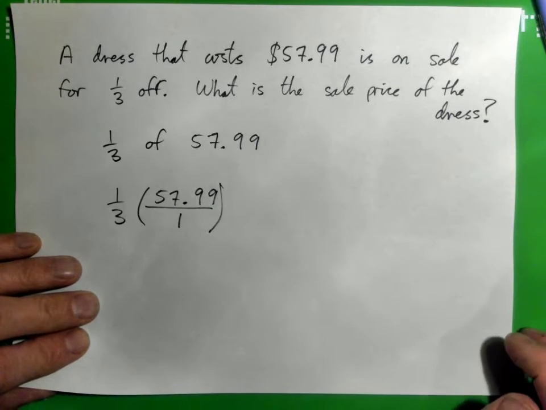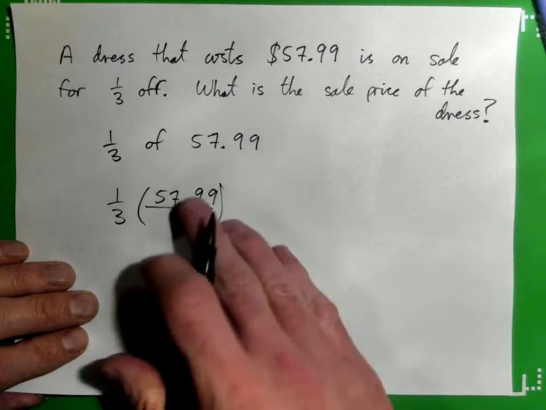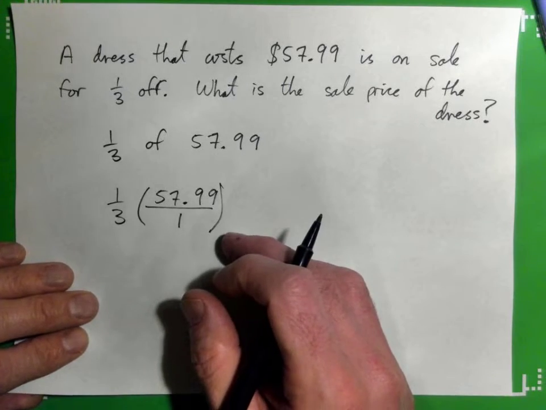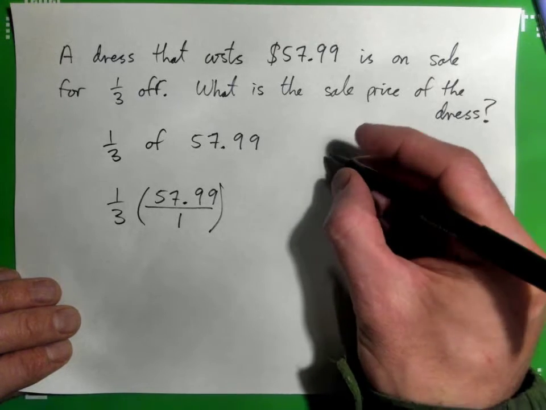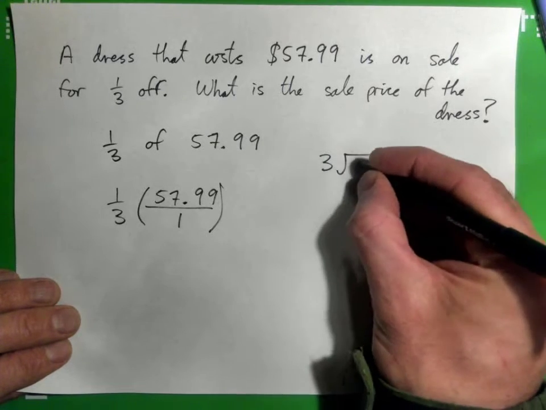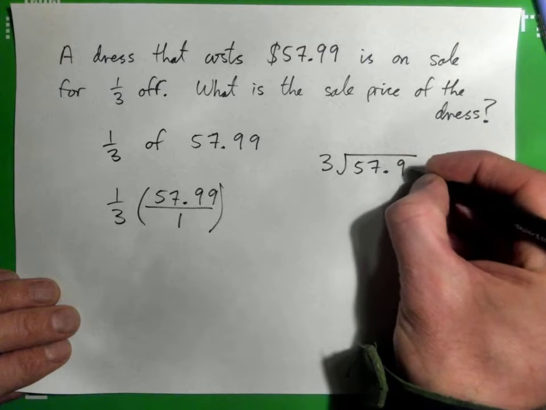Over 1. Yeah, over 100. That would work too. Actually, it'd be fine now. But in any case, you've got to go 3 into 57.99. Okay.